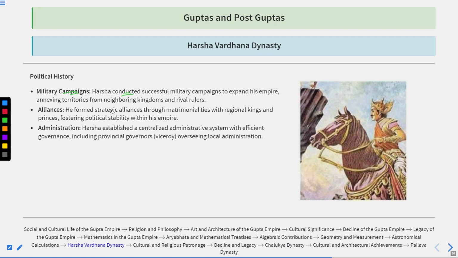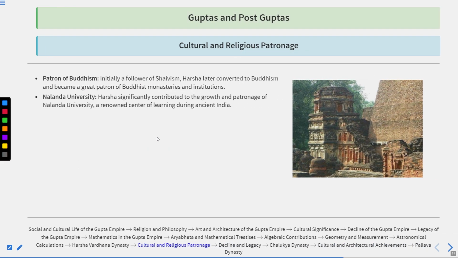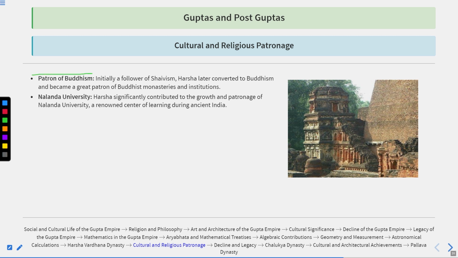He launched successful military campaigns to expand the empire, annexing territories from neighboring kingdoms and rival rulers. He also formed strategic alliances through matrimonial ties, like Chandragupta the first, fostering political stability within his empire. He also employed a centralized system with efficient governance, including provincial governors who were named viceroys to oversee local governance.